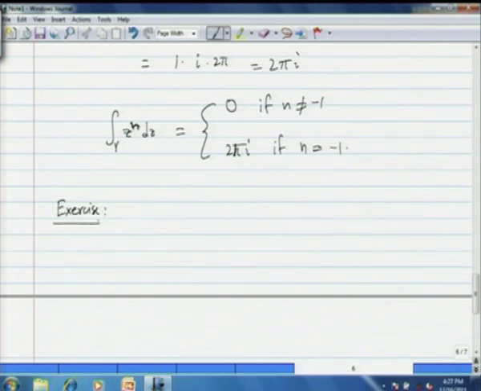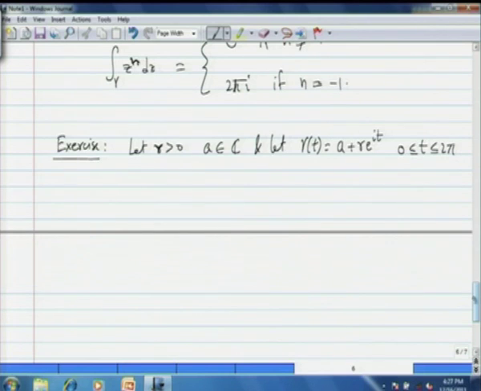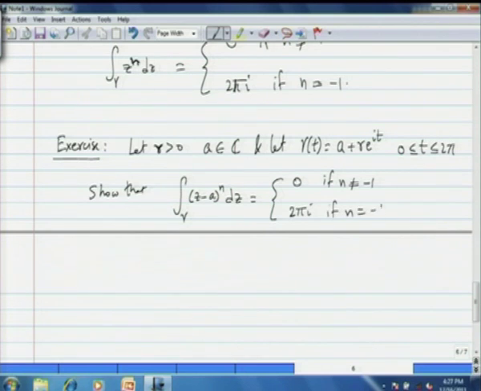There is another form of this, we can actually extend this to the following, and this is an exercise to the viewer. Let r be greater than 0 like in the previous example, and a be a given complex number, and let gamma(t) be a plus r e to the i t, 0 less than or equal to t less than or equal to 2 pi. Then show that the contour integration of the function (z minus a) power n dz is 0 if n is not equal to minus 1 and 2 pi i if n is equal to minus 1.